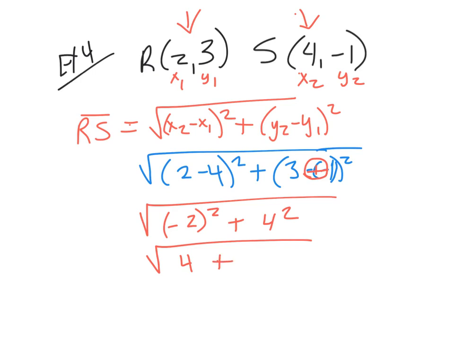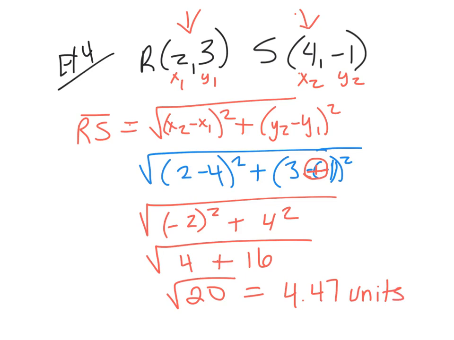And then 4 times 4 is 16. And then you add those together. 16 plus 4 is? 20. So I have the square root of 20, which if I were to do on my calculator, I'm going to get a decimal like I warned you, 4.47. So the distance for this segment is 4.47. It doesn't give me a measurement, so it's just units. Units is what you say when they don't tell you the measurement. So 4.47 units. You have to round it to 2 decimals.